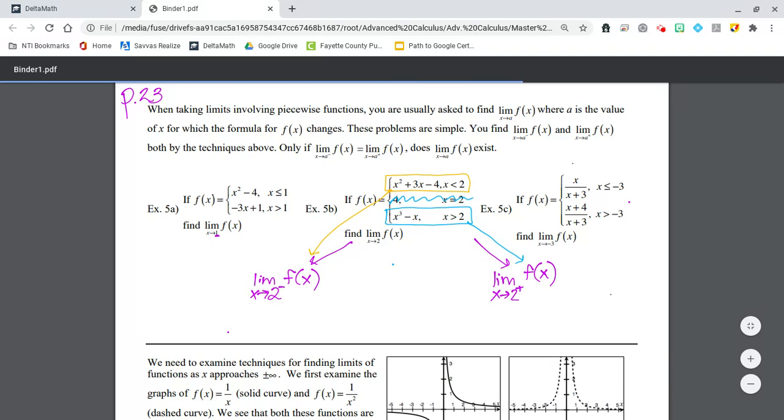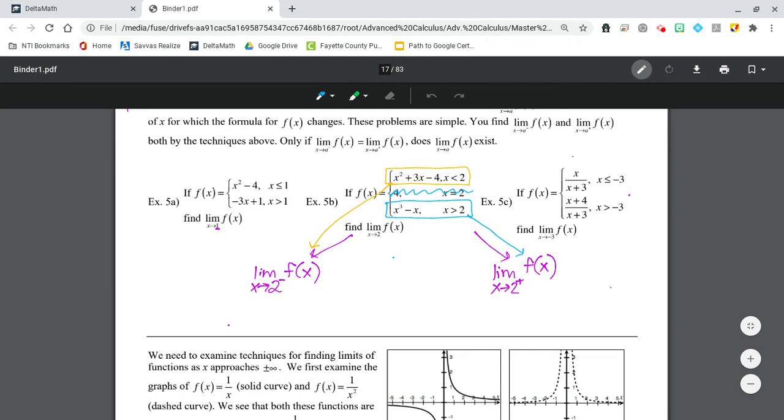as the x values approach 2 from the left, the y values approach 6. As the x values approach 2 from the right, the y values also approach 6. So since these are the same, the overall limit, like what you would type into Delta Math, as x approaches 2 of f of x, the whole thing equals 6. So this is what you would have for your answer.